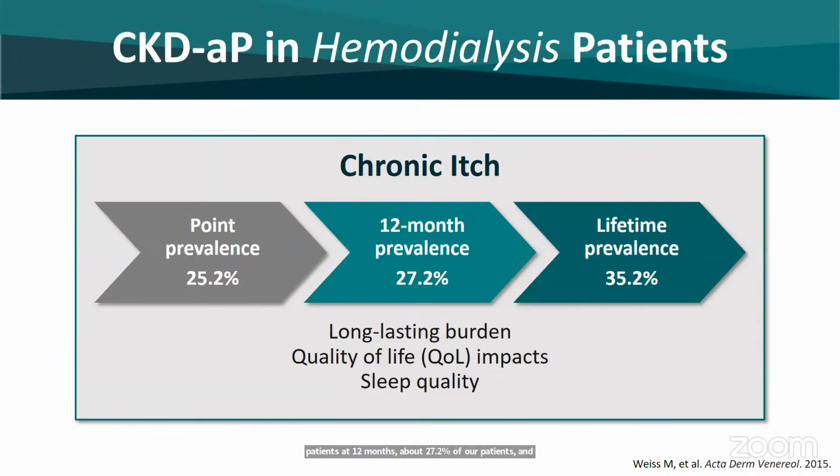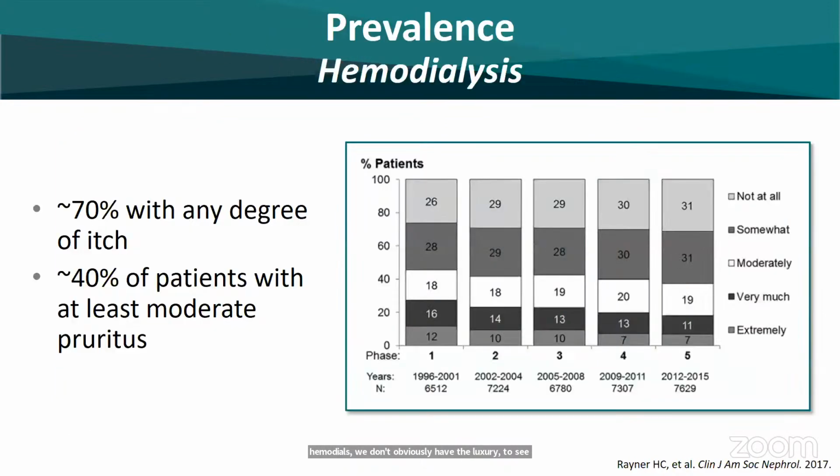And what happens with this type of prevalence is you look at the long-lasting burden and how it affects quality of life and sleep for our patients. We see them on hemodialysis in the in-center world, or if you have some patients on home hemodialysis, we don't obviously have the luxury to see them. But in the in-center world, we can see what a burden itching can be while they're just with us 3 to 4 hours.